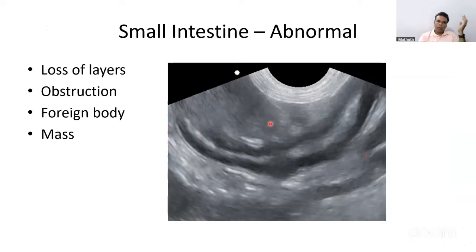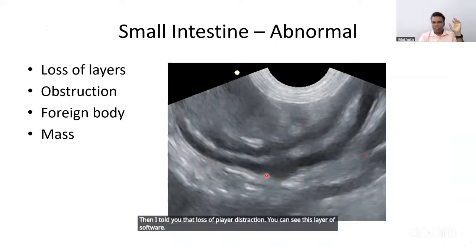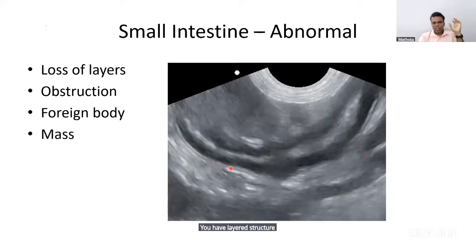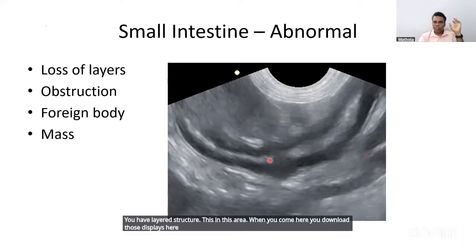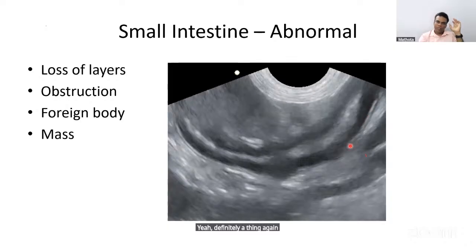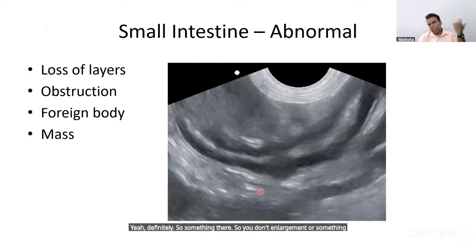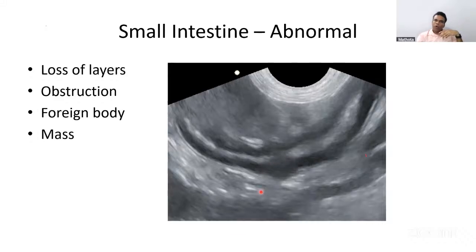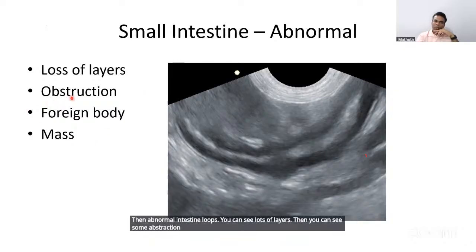Then, I told you the loss of layered structure. You can see this loss of layers here. You have layered structure in this area. When you come here, you lose these layers. Here, there are no layers. Here, there are no layers. Then again, it starts the layered appearance. So something there, maybe lymph node enlargement or something here. Then, abnormal intestine loops, you can see loss of layers. Then you can see some obstruction, foreign body, masses.